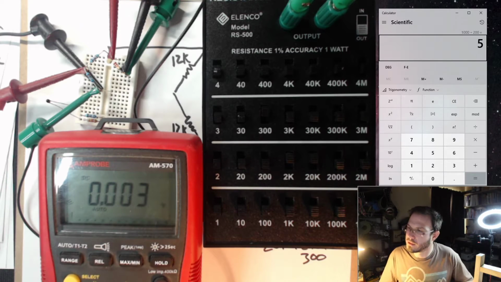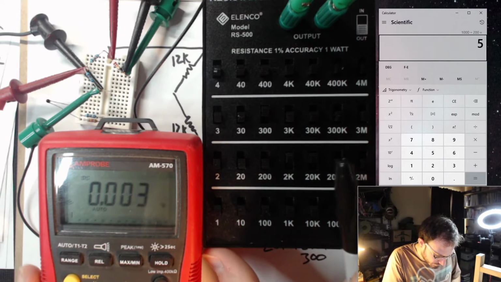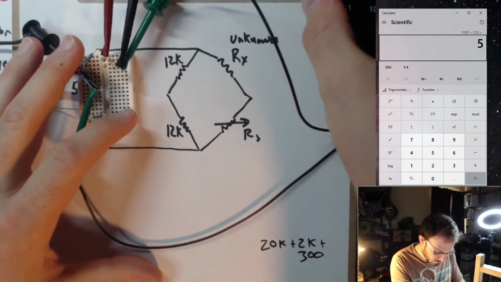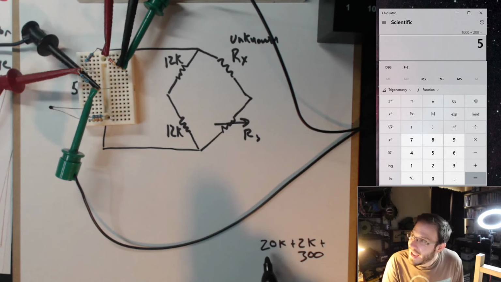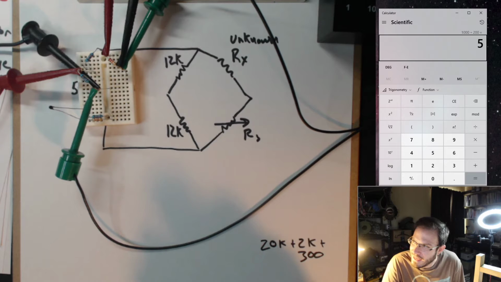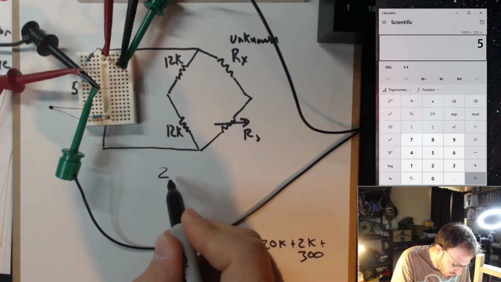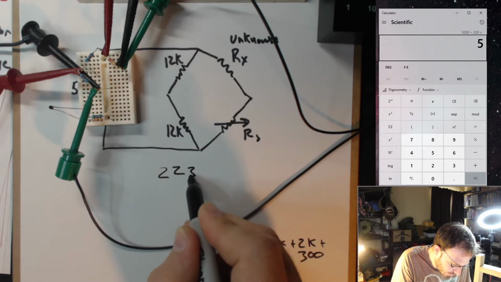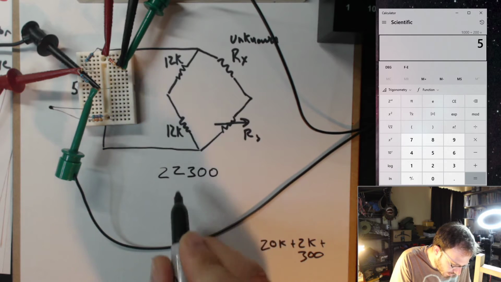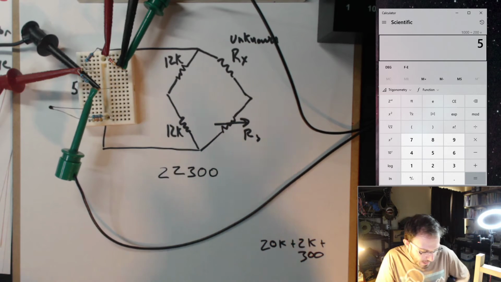Okay, let's go ahead and take a look at that. So I have 22.3K, or in other words, 22,300. 20K plus 2K plus 300 ohms. Okay.